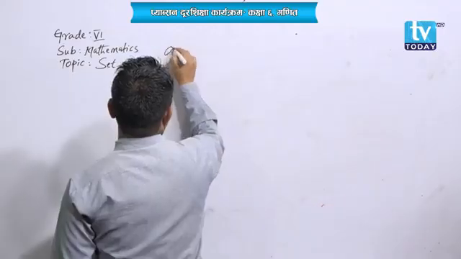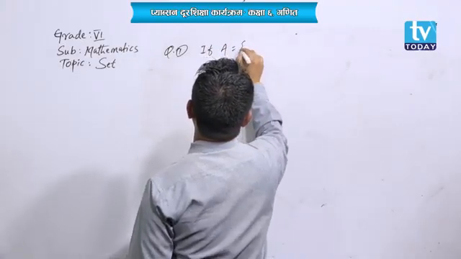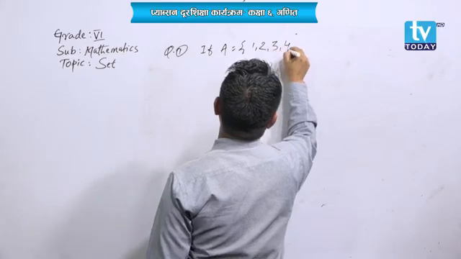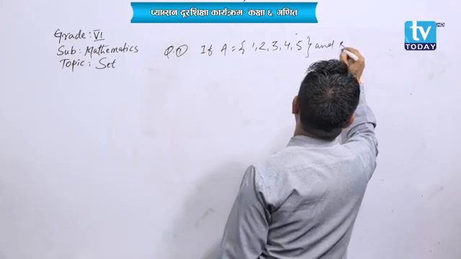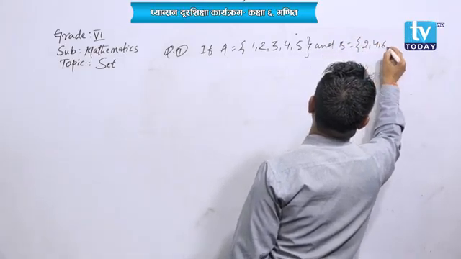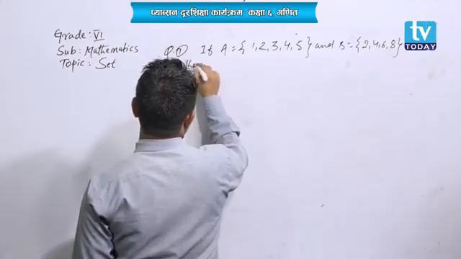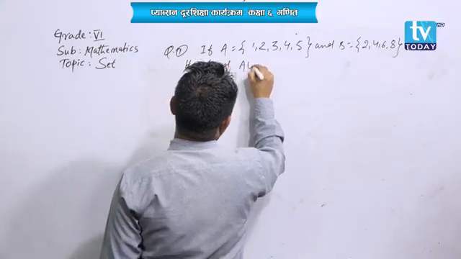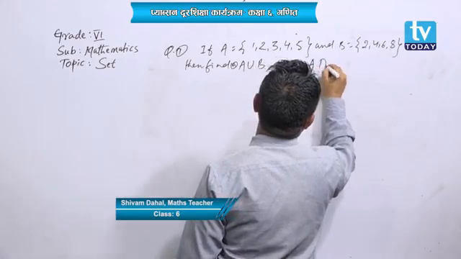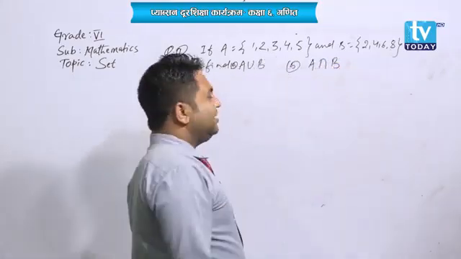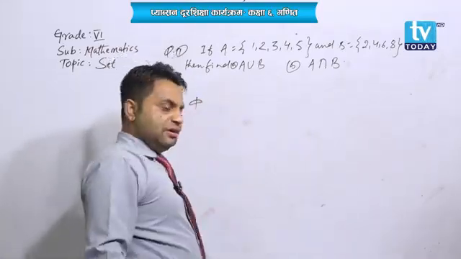All right. Question 1: if A equals 1, 2, 3, 4, 5 and B equals 2, 4, 6, 8, then find (a) A union B, (b) find A intersection B. If there are no common elements in both sets, then you can denote it by phi.